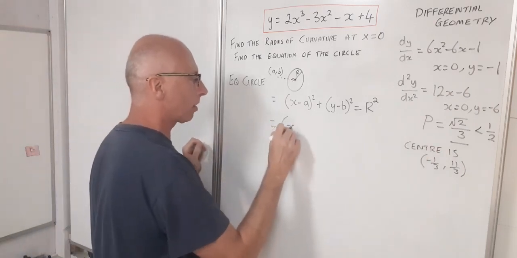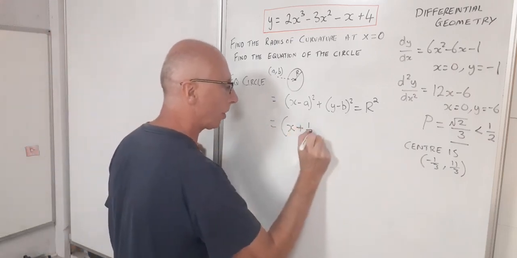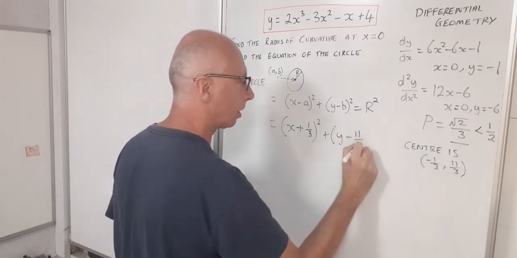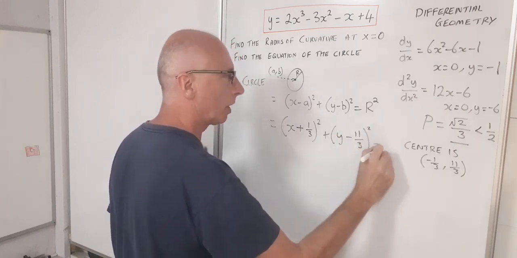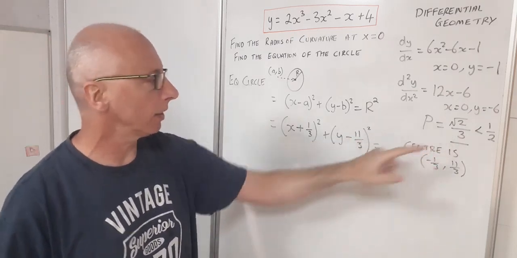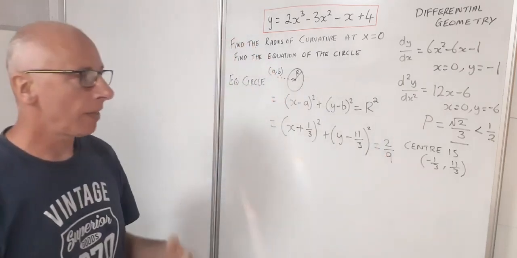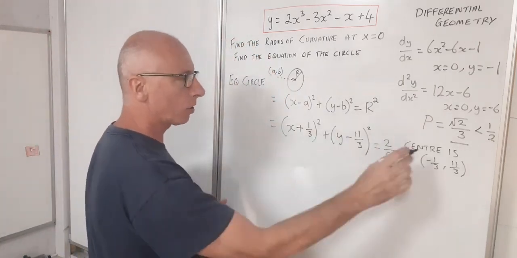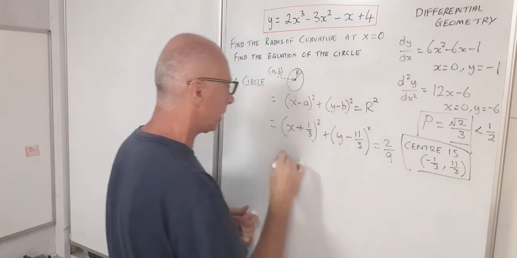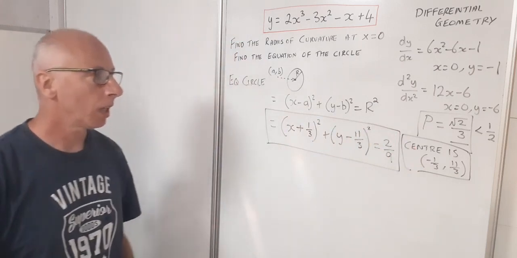So now we've got x minus -1/3, so that becomes plus 1/3, and then we've got y minus 11/3, and that's squared, and then we've got root 2/3 as the radius. So if we square that, we've got 2/9, and that will be the radius of the circle found, centre of the circle found, and that's the equation of the circle using that coordinate there. And that completes the question.